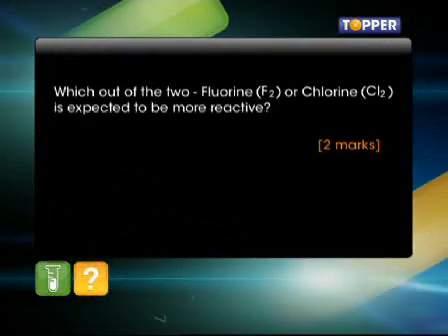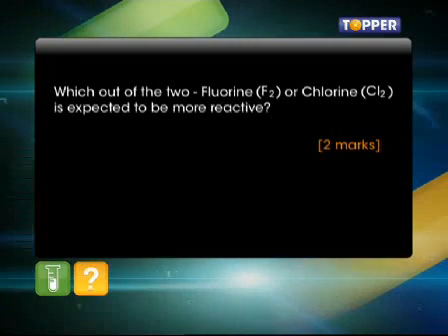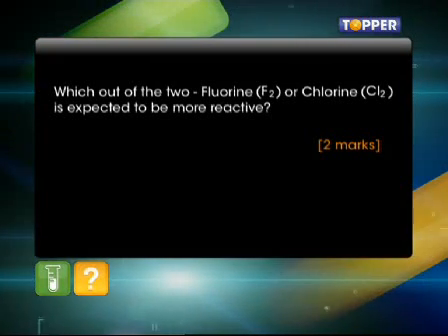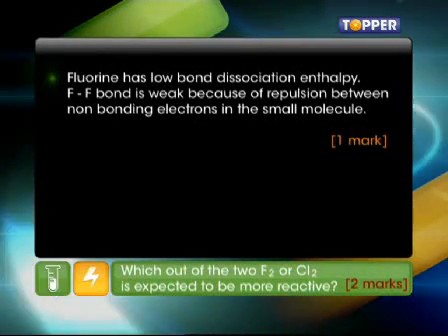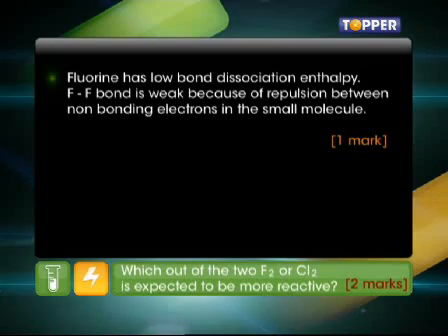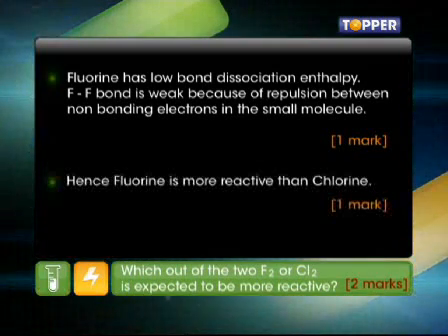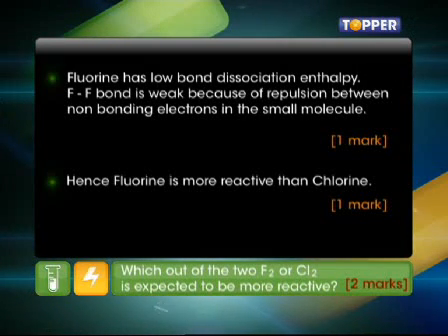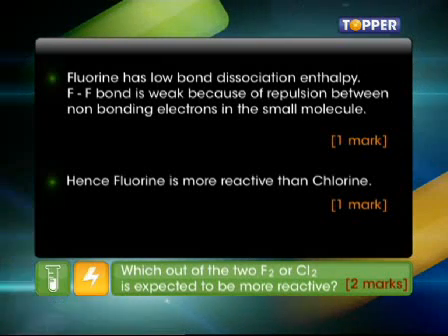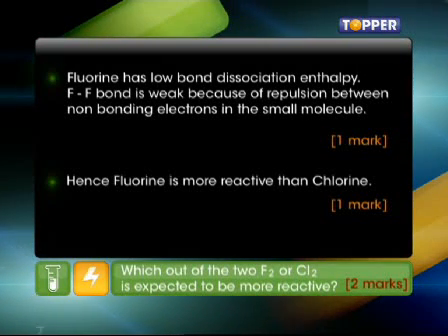Which out of the two, fluorine or chlorine, is expected to be more reactive? As you know, reactivity of nonmetals is inversely proportional to atomic radii. Therefore, fluorine is more reactive because it is smaller in size than chlorine. Easy, wasn't that?